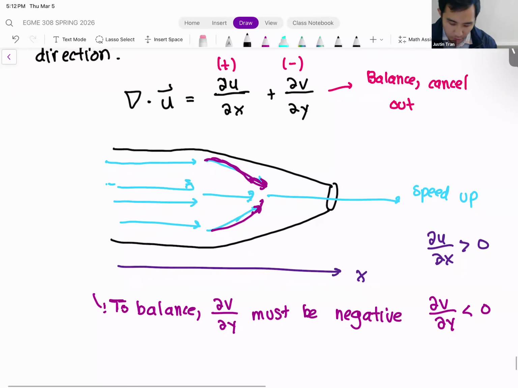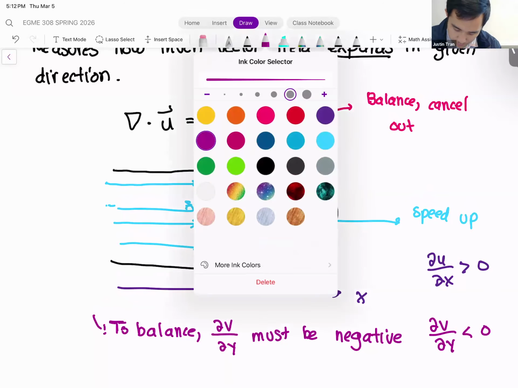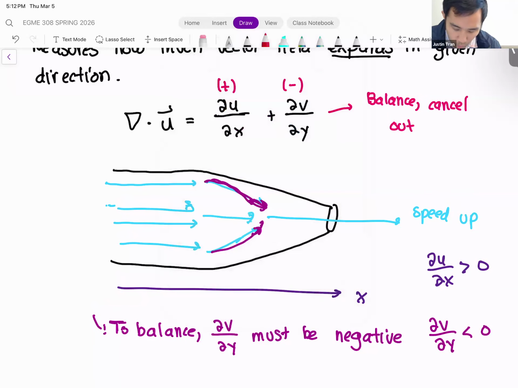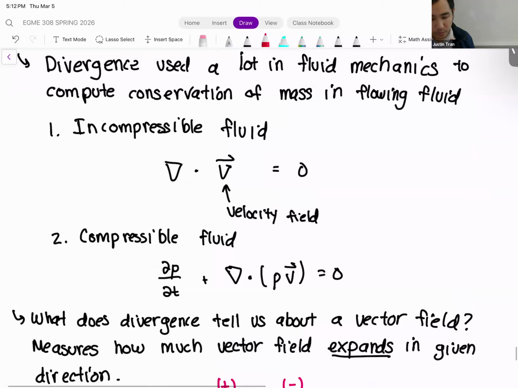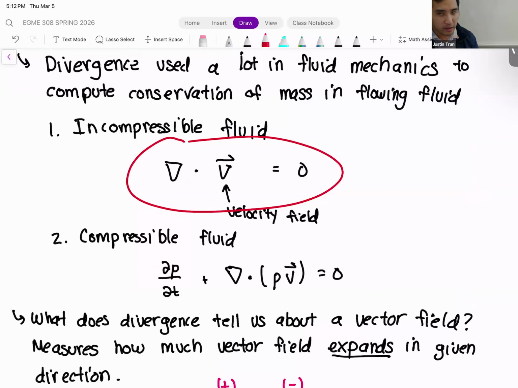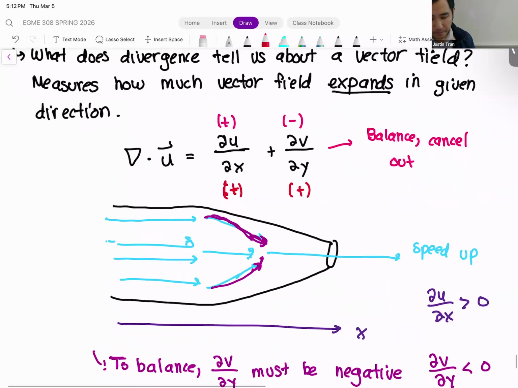So what if we have a situation where both are increasing, right? So we have partial u partial x is increasing and partial v partial y is also increasing. So basically the flow velocities in both the directions are speeding up. So that can happen, right? Because of conservation of mass, we know that these two quantities, when you add them together, must equal 0.